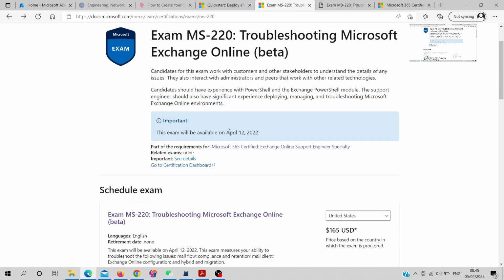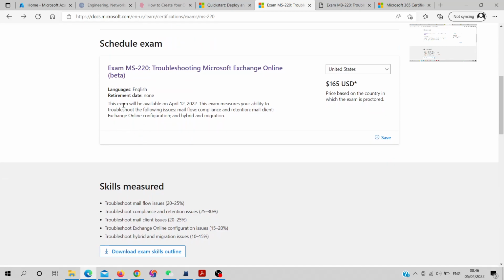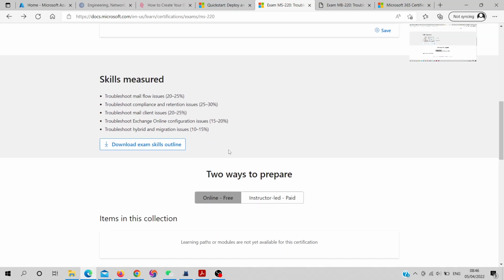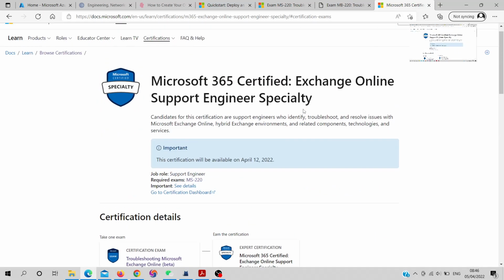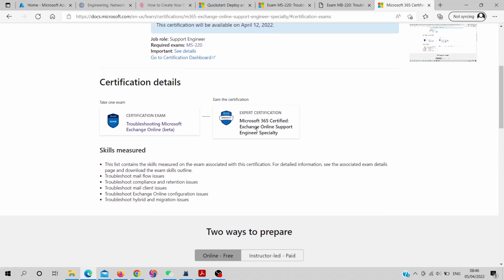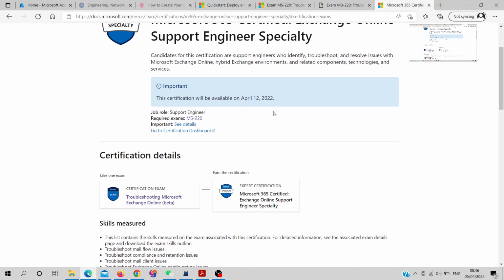This exam will be out on April 12th, and the course material they have already mentioned in this page. I will share a link with you. About the prerequisite for this exam, there is no prerequisite. You can directly give this exam, as this is a specialty exam, and you will get the expert certification for online support engineer specialty. So it's the same as the AZ-140 specialty or AZ-720 specialty.